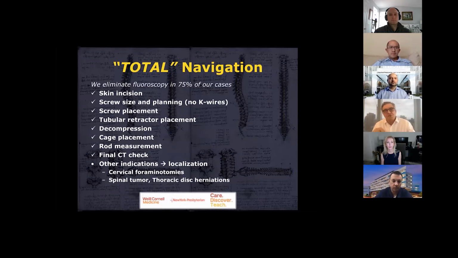We started using the intraoperative CT scan, and initially I would only use it to put in the screws, but then it turned out that we started using it for everything. We put in the screws, did the decompression, then we started using it for localization in other types of cases. So it kind of took over, and by now we use navigation in about 75% of our cases.